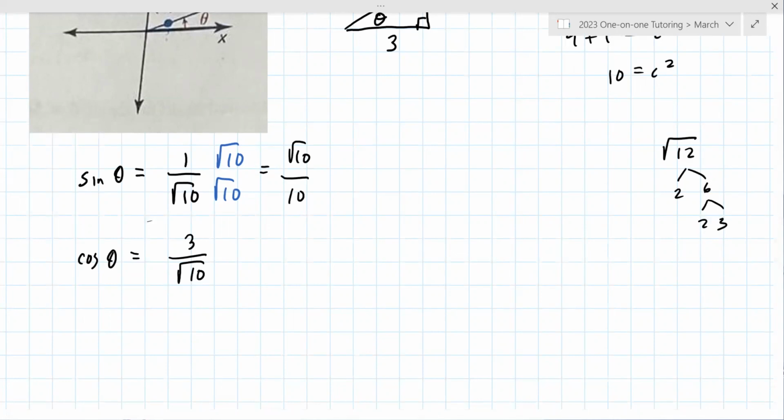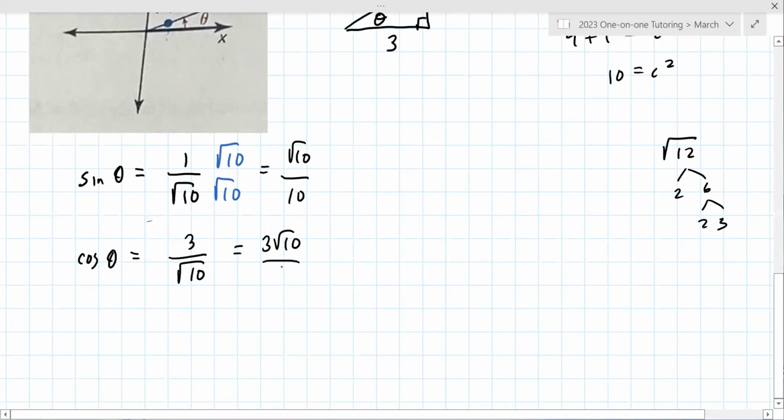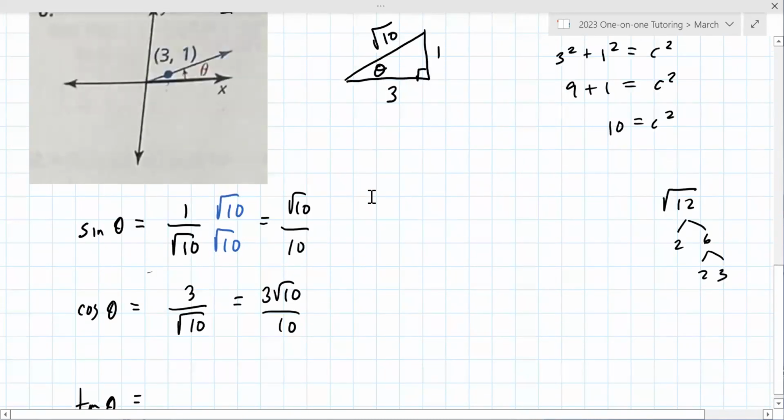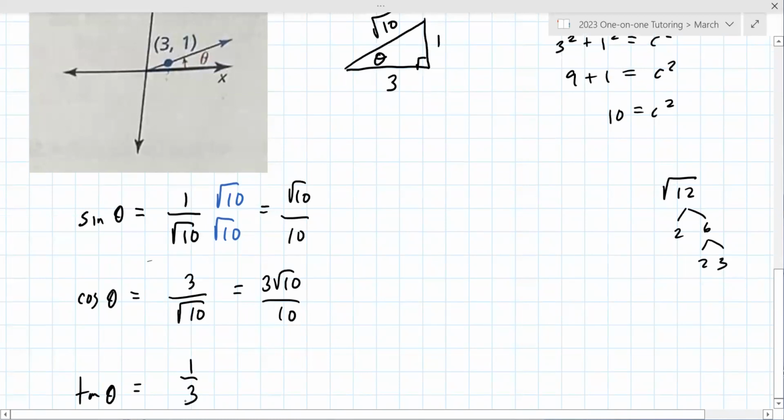So you would get 3 radical 10 over 10. That's right, 3 square root 10 over 10. Tangent of theta, I know I have to scroll up a little bit, but it's opposite over adjacent, or y over x. So it ends up being 1/3. Now we need cosecant of theta, secant of theta, cotangent of theta.